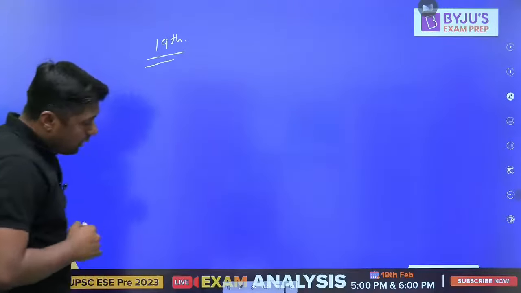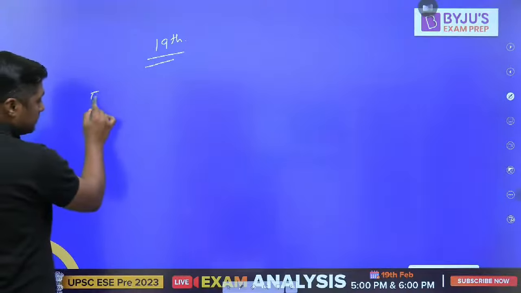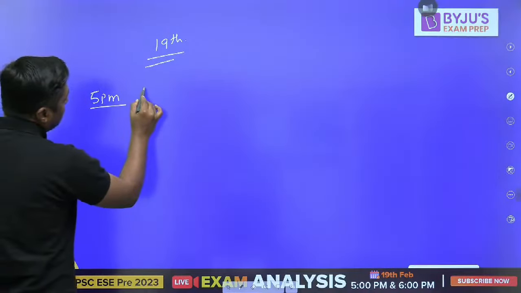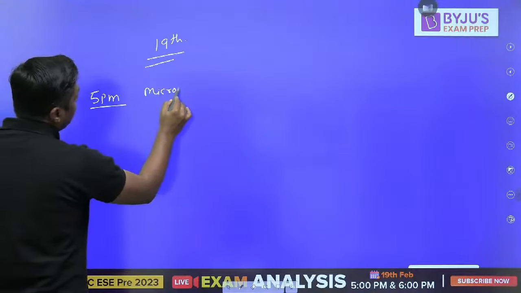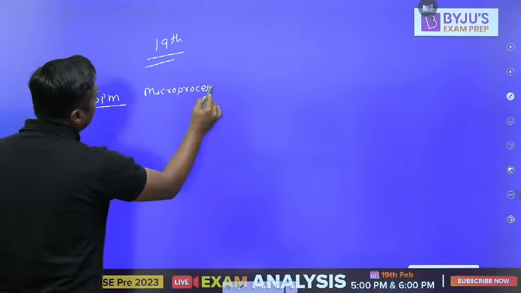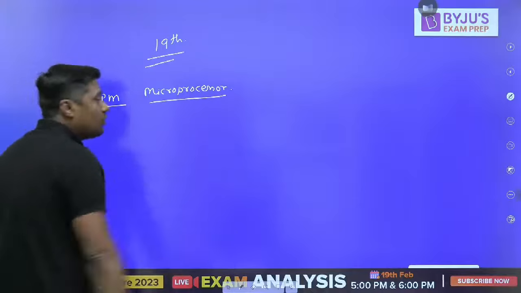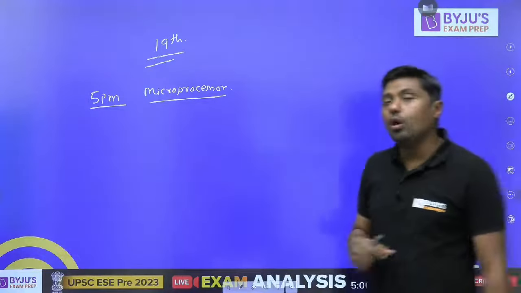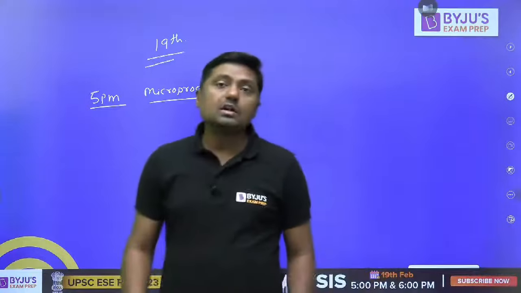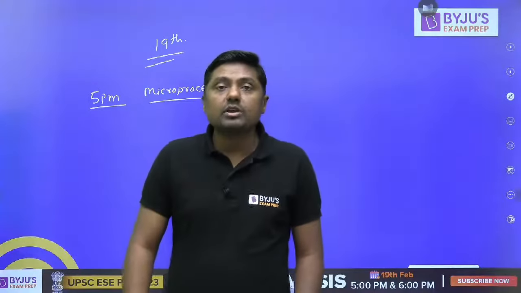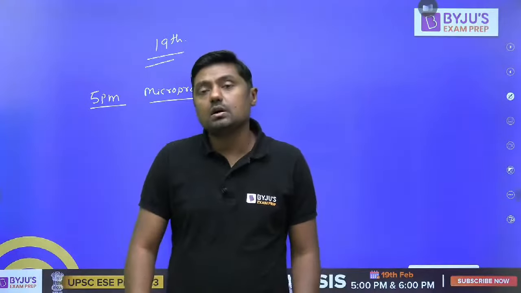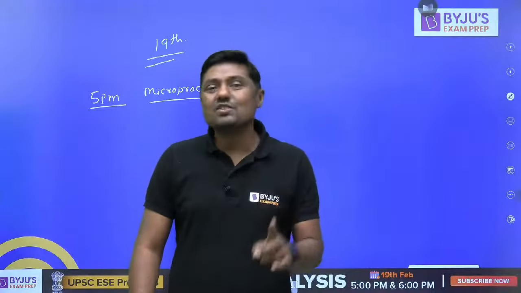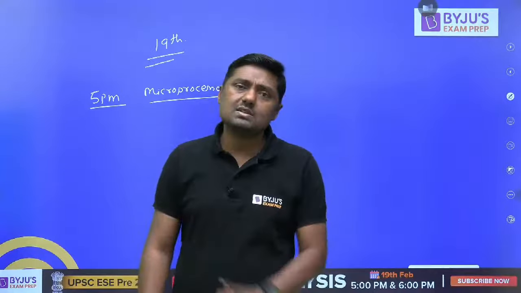Tomorrow at 5 PM I will take one Mahamarathon on Microprocessor 8085. Complete 8085, basic idea about the 8086, and I will give you the idea about the microcontroller also. So this topic is important. That is part of advanced electronics for the electronics and telecommunication branch, that is the EC branch, and this is also in the syllabus of electrical students. So this is an important session for electronics students as well as electrical students.